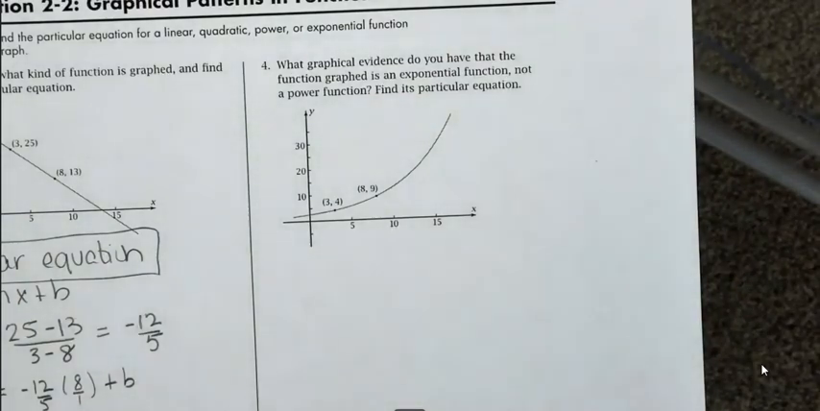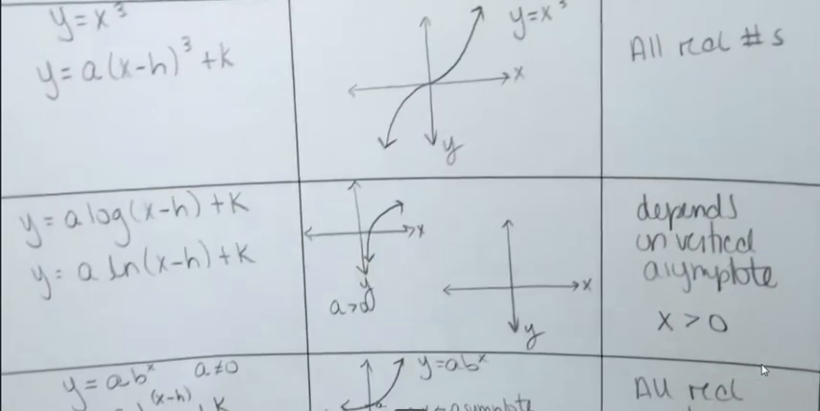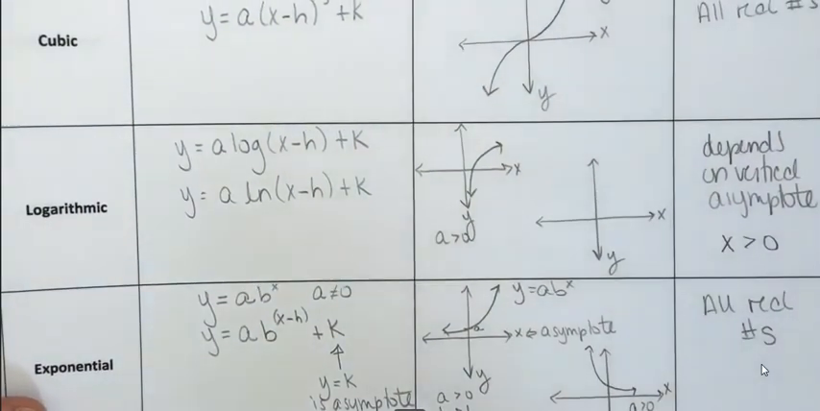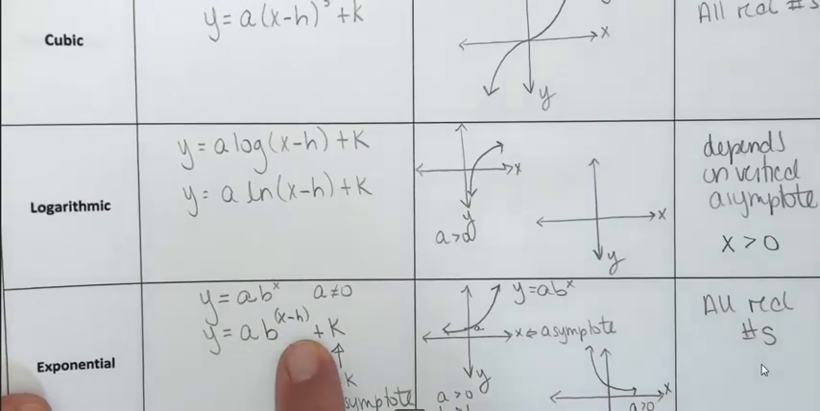So what graphical evidence do you have that the function graphed is an exponential function, not a power function? Find its particular equation. Okay, so they're telling you that this is an exponential function. So in my parent graph, I'm going to look. I have exponential.